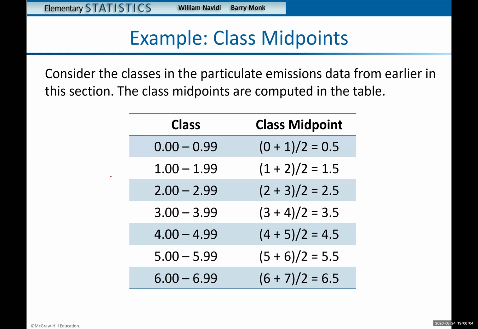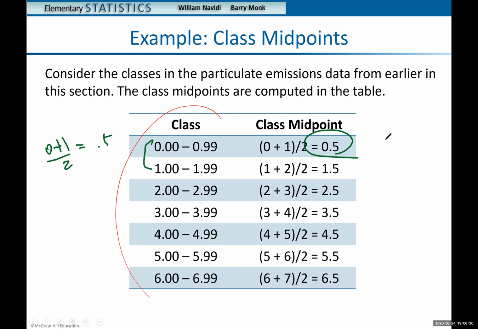Just like an example here. Earlier we got our class limits. These are the class limits. To get a class midpoint, add these two numbers and divide by 2. So 0 plus 1, then divide by 2 is 0.5. That's why you have 0.5 here.